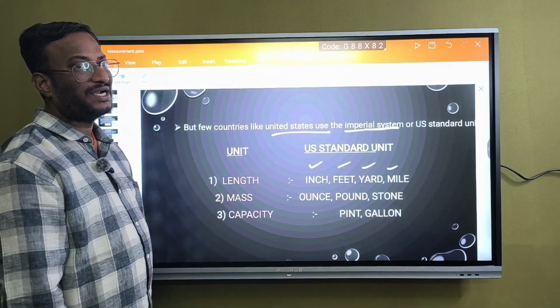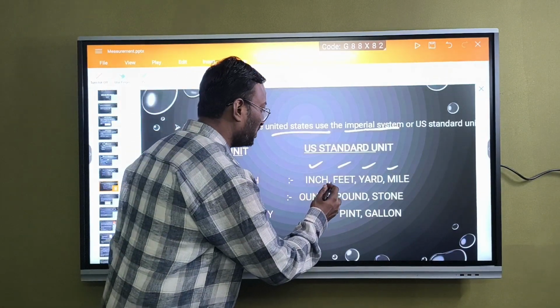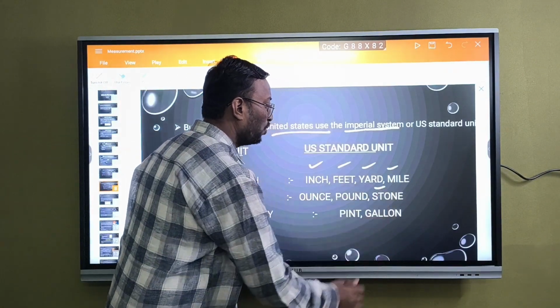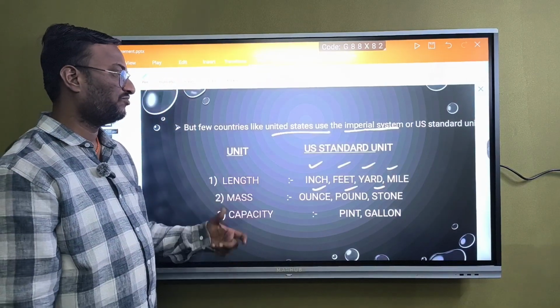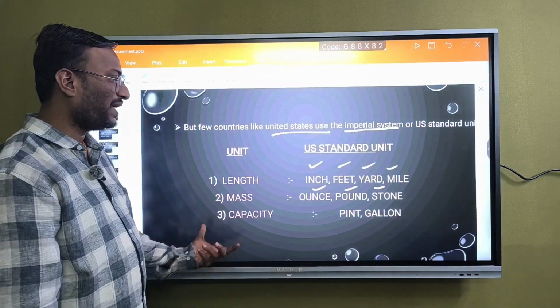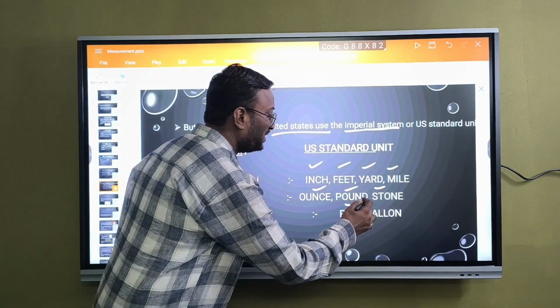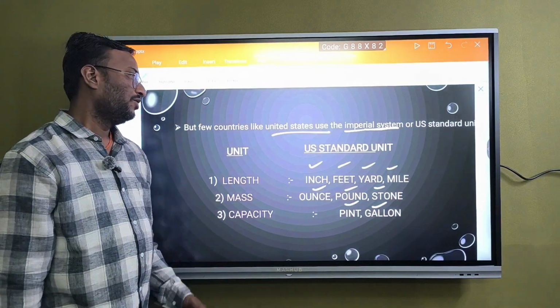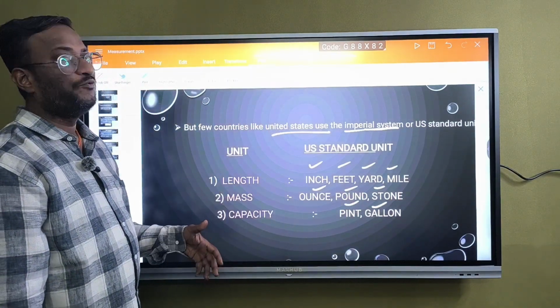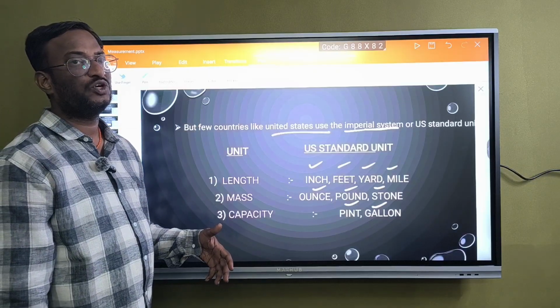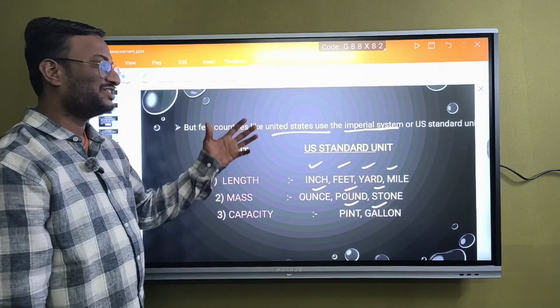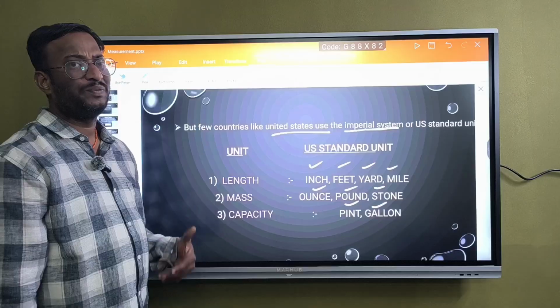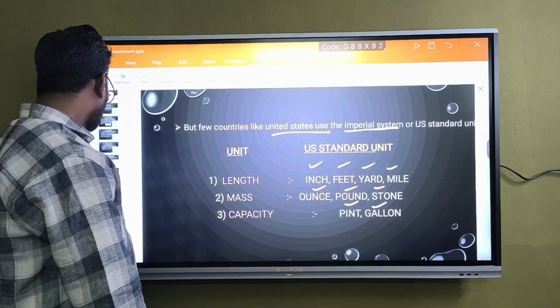And to measure mass they use ounce, pound and stone. Stone is one of the units to measure mass. And for capacity they use pint and gallon. These are the units used by United States people, and we commonly use the British system of units.